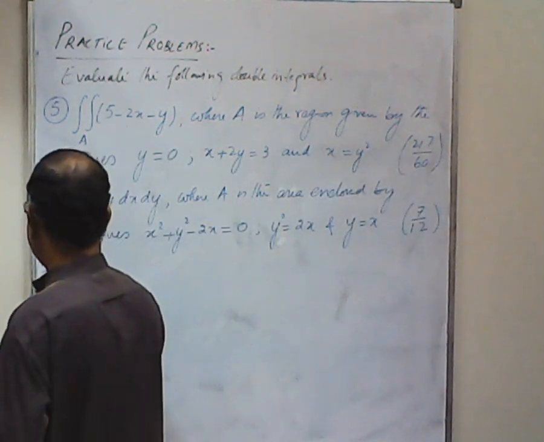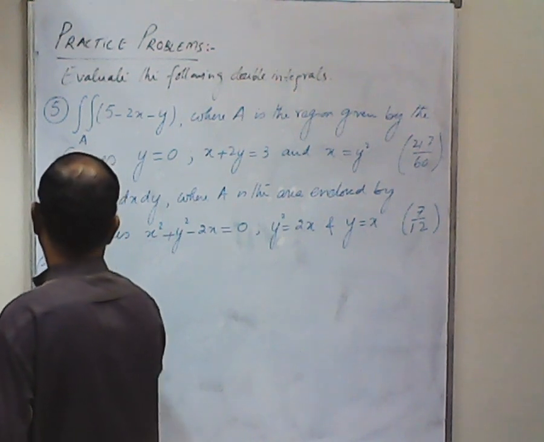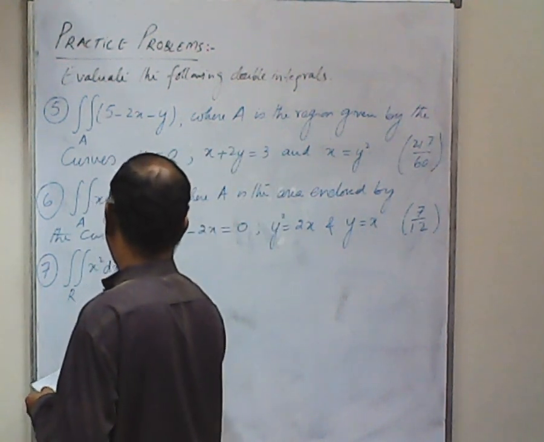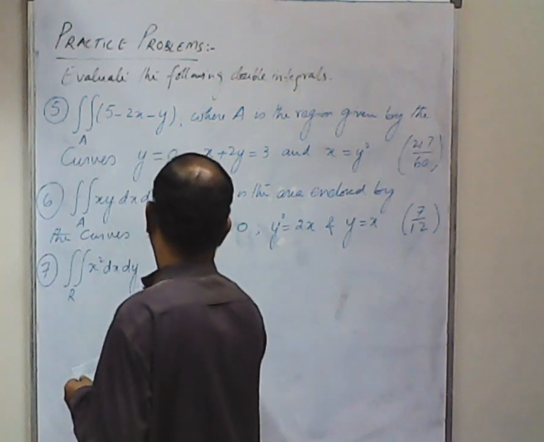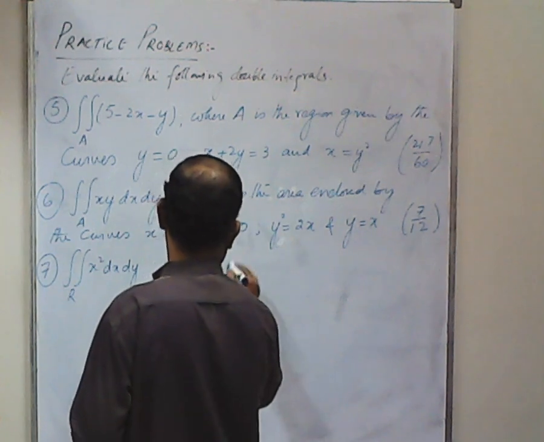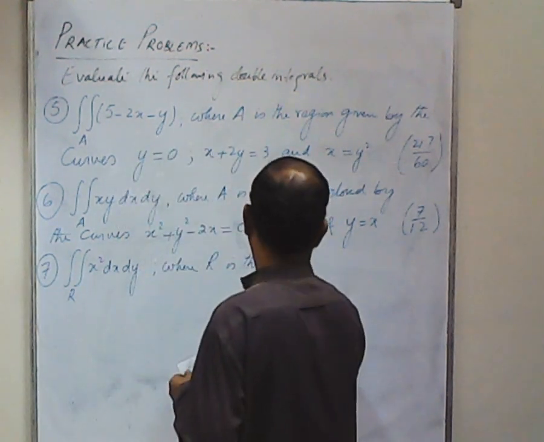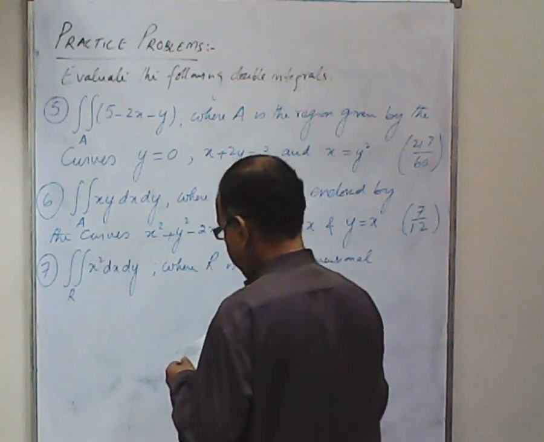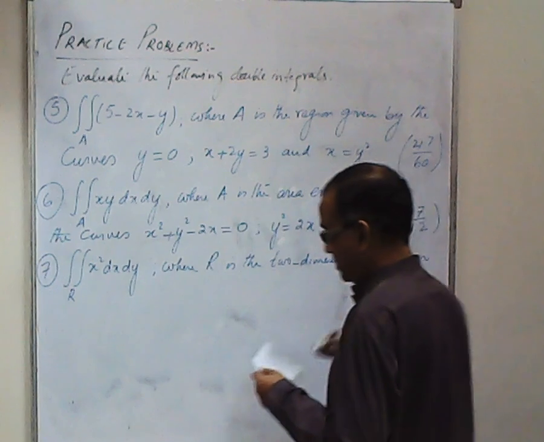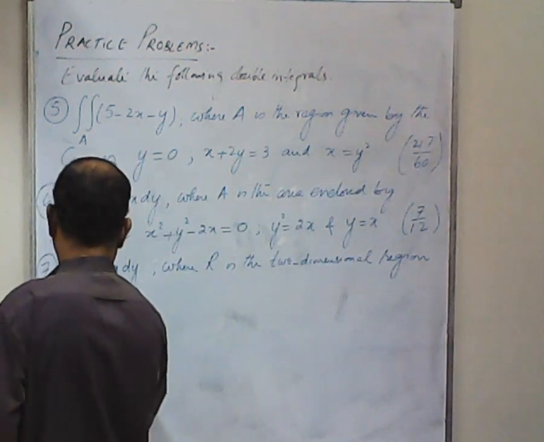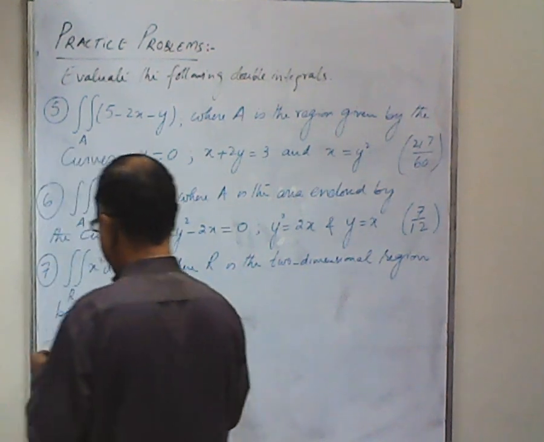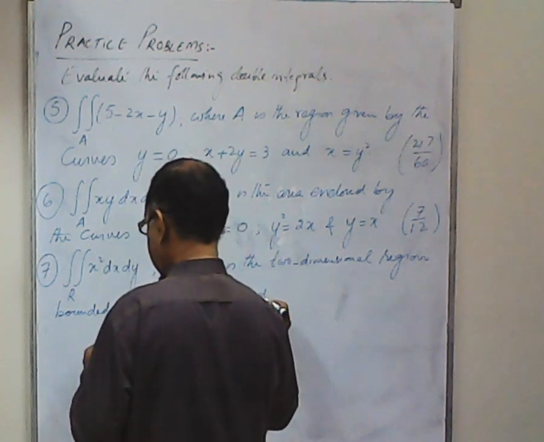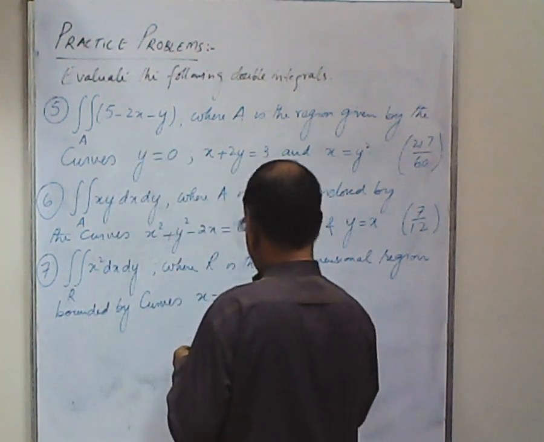Then another question, this is number 7. This is a double integral over the region R of x square dx dy, where R is the two-dimensional region bounded by the curves x equal to y and y equal to x square.